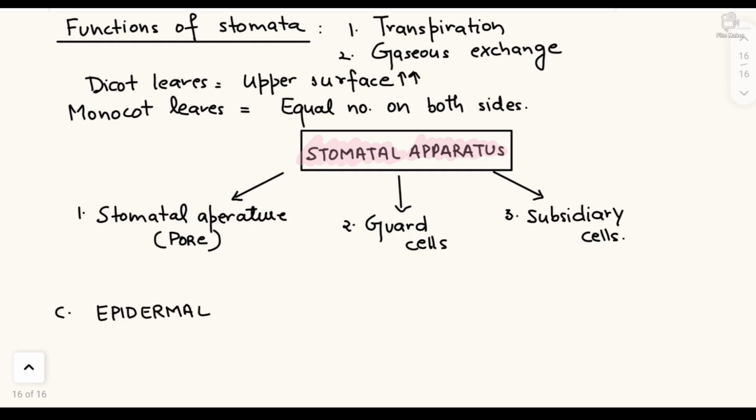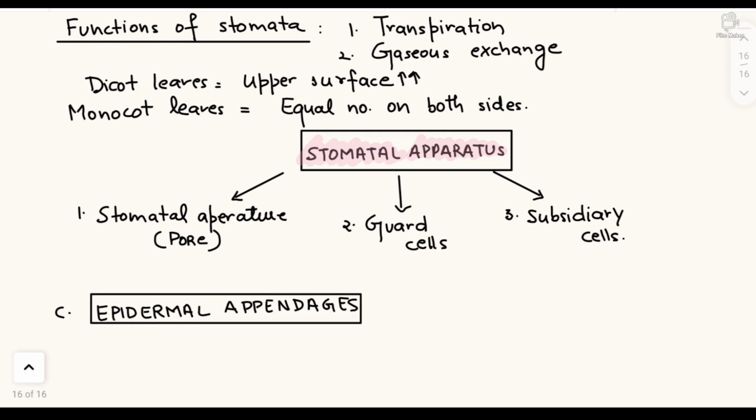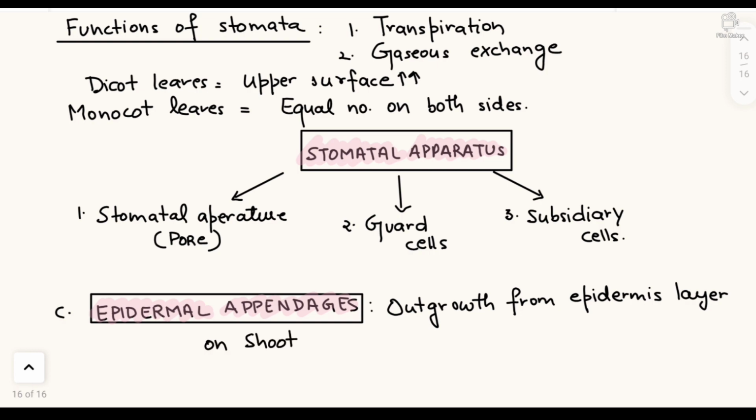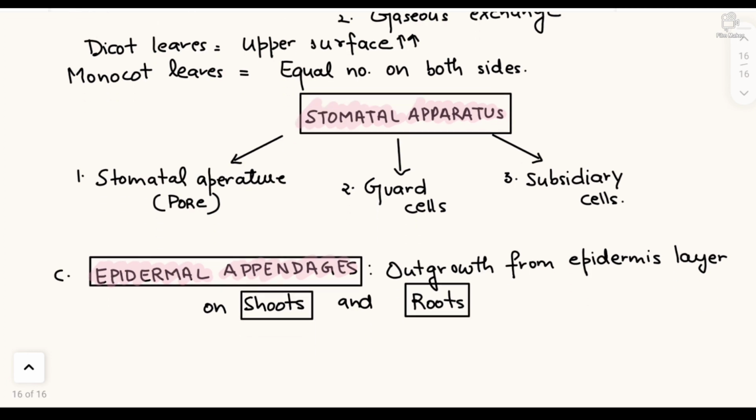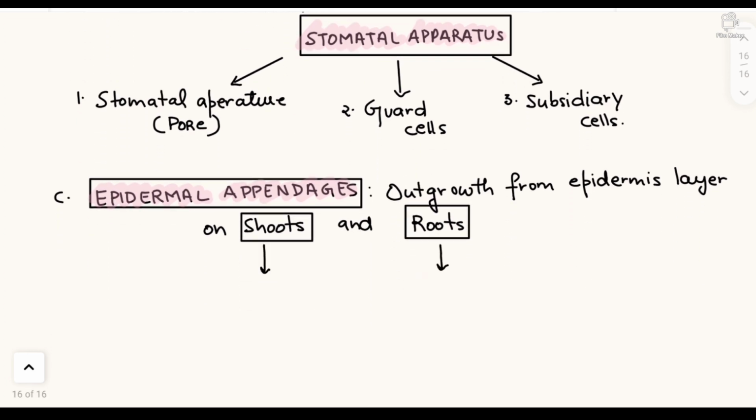The last we have is the epidermal appendages. So what do epidermal appendages mainly comprise of? It comprises of the epidermal outgrowth present in case of stem and roots, the outgrowth from epidermis. Here we have this outgrowth present both on shoot and roots. In case of shoots, it's called the trichomes, and in case of roots, it's called the unicellular root hairs.